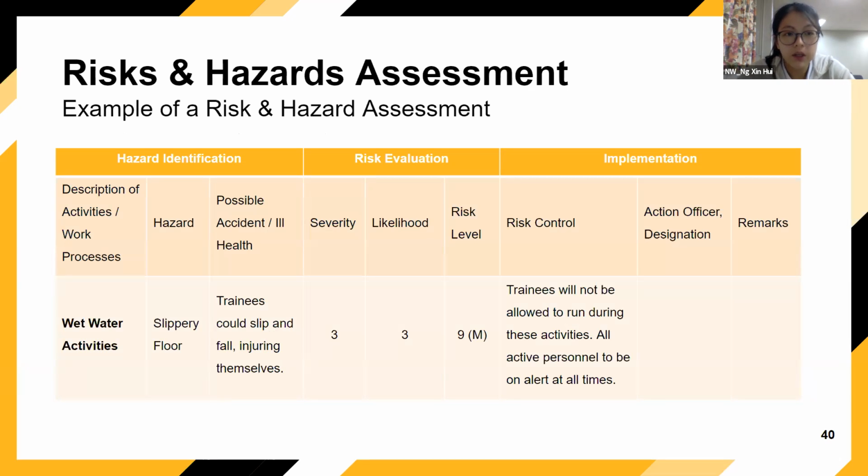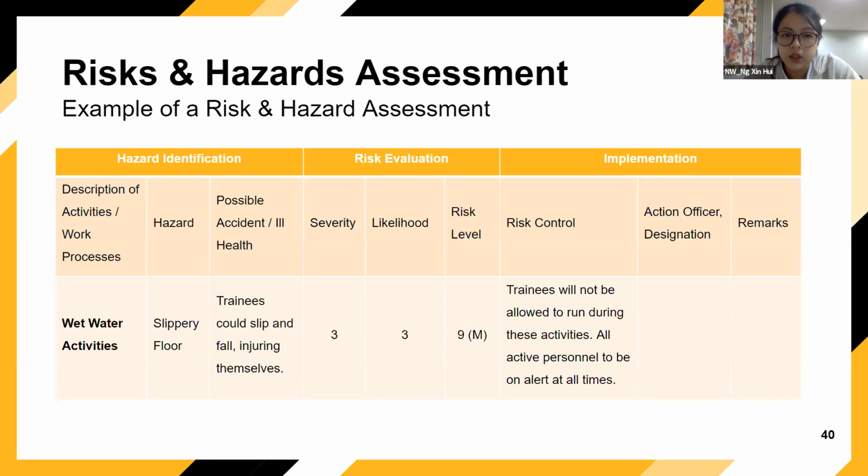So first, you list out the activities and identify possible hazards associated with it. And secondly, you evaluate the risk level. So as you can see, there's numbers under risk evaluation, the severity, likelihood, and risk level. So you might not be sure what these numbers are. I will further explain later on. But what's important for learning at your level is to know how to identify hazards.